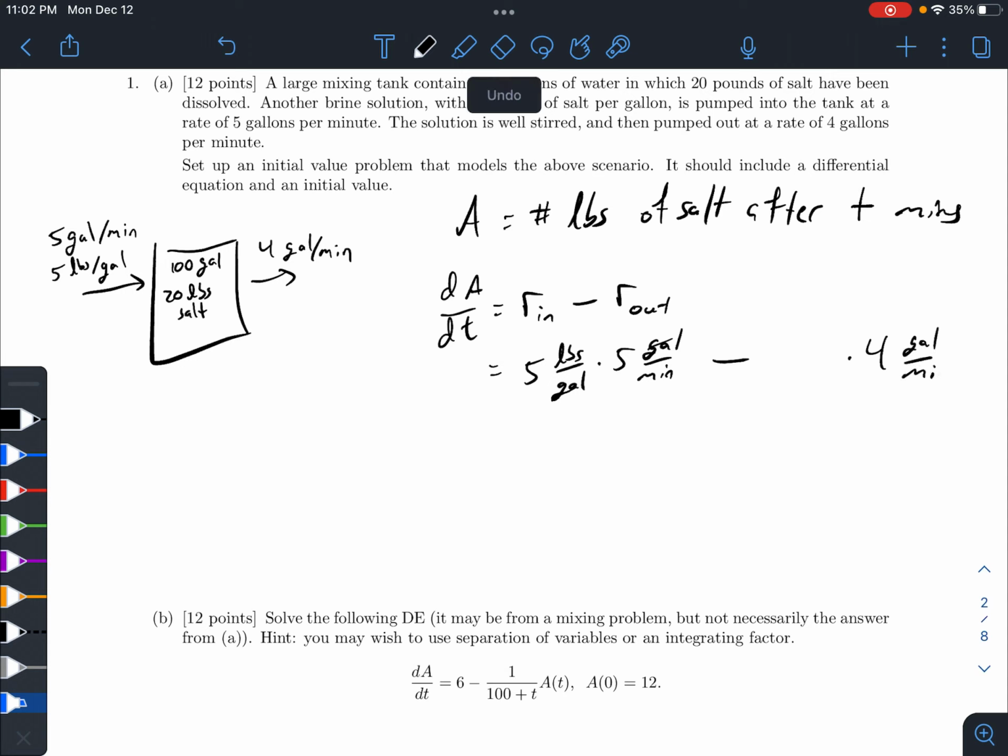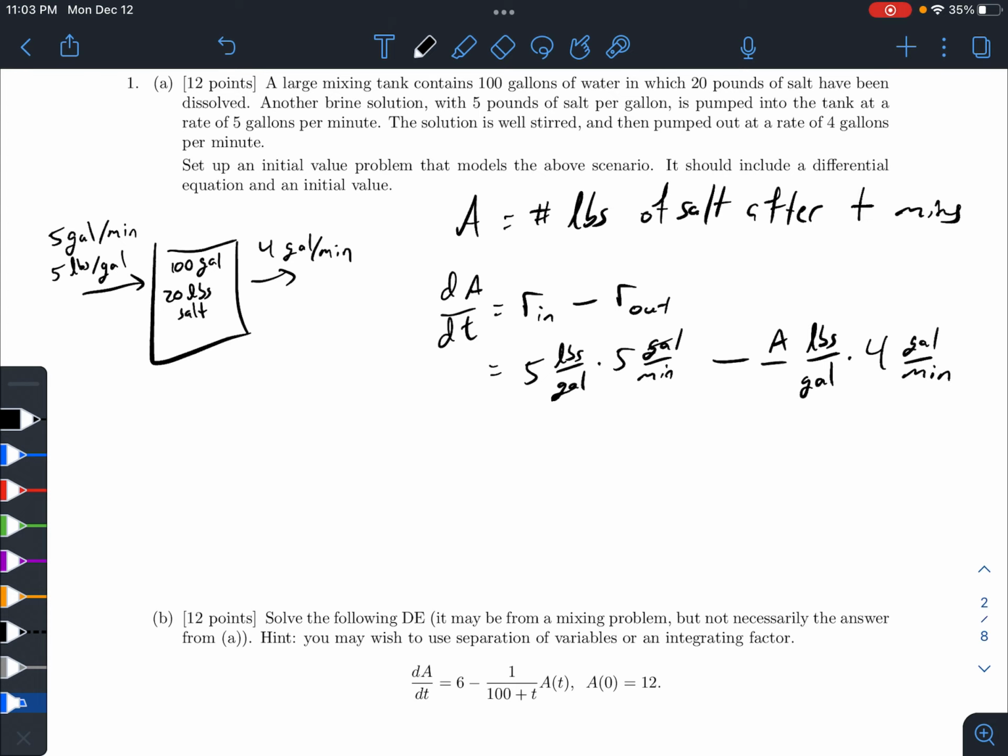So we need to figure out how much salt is in the tank at time t. It starts off with 20, right? But that's changing over time. I misspoke a little bit. So A is the amount of salt at time t. We're interested in the concentration of salt in this mixture, right? So how many pounds of salt per gallon do we have?